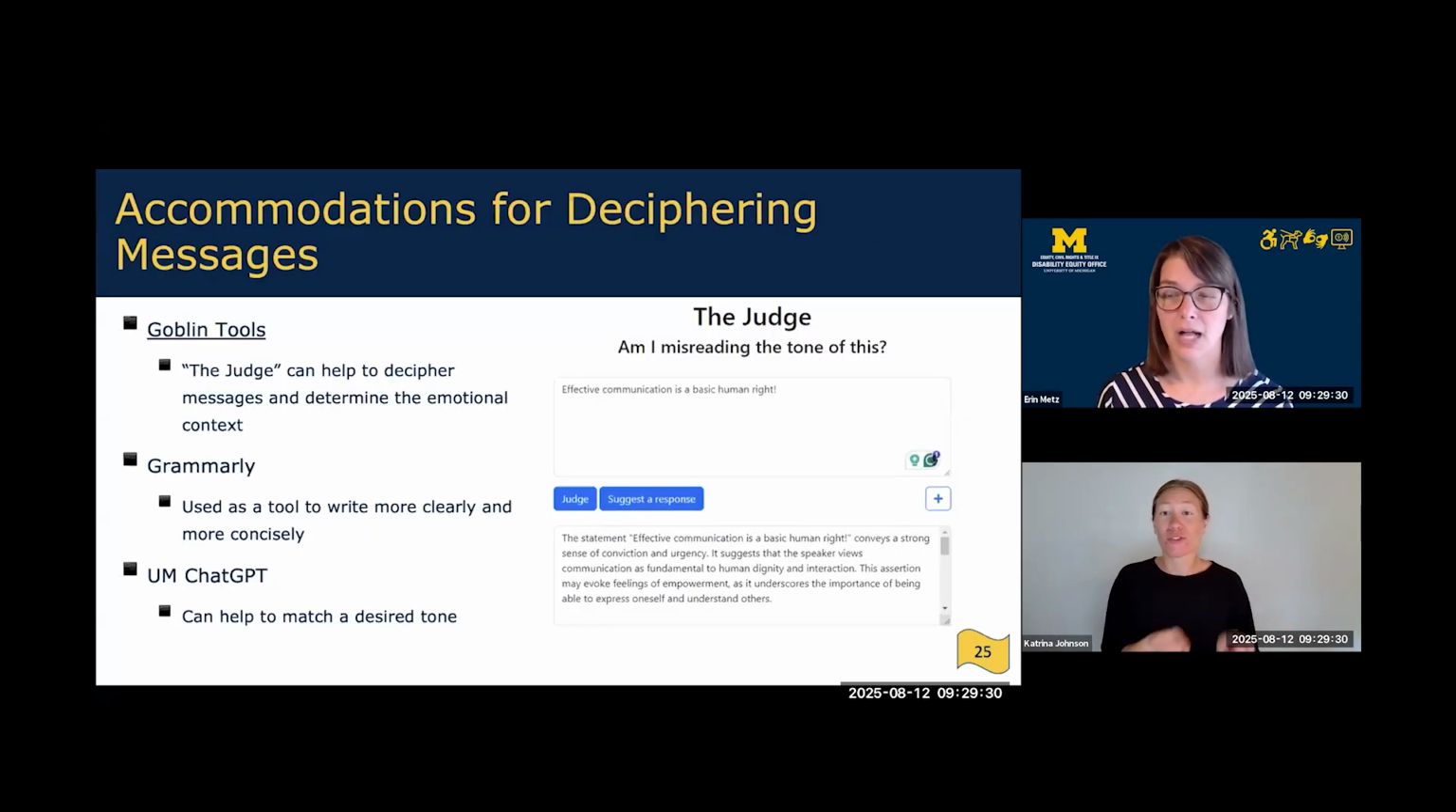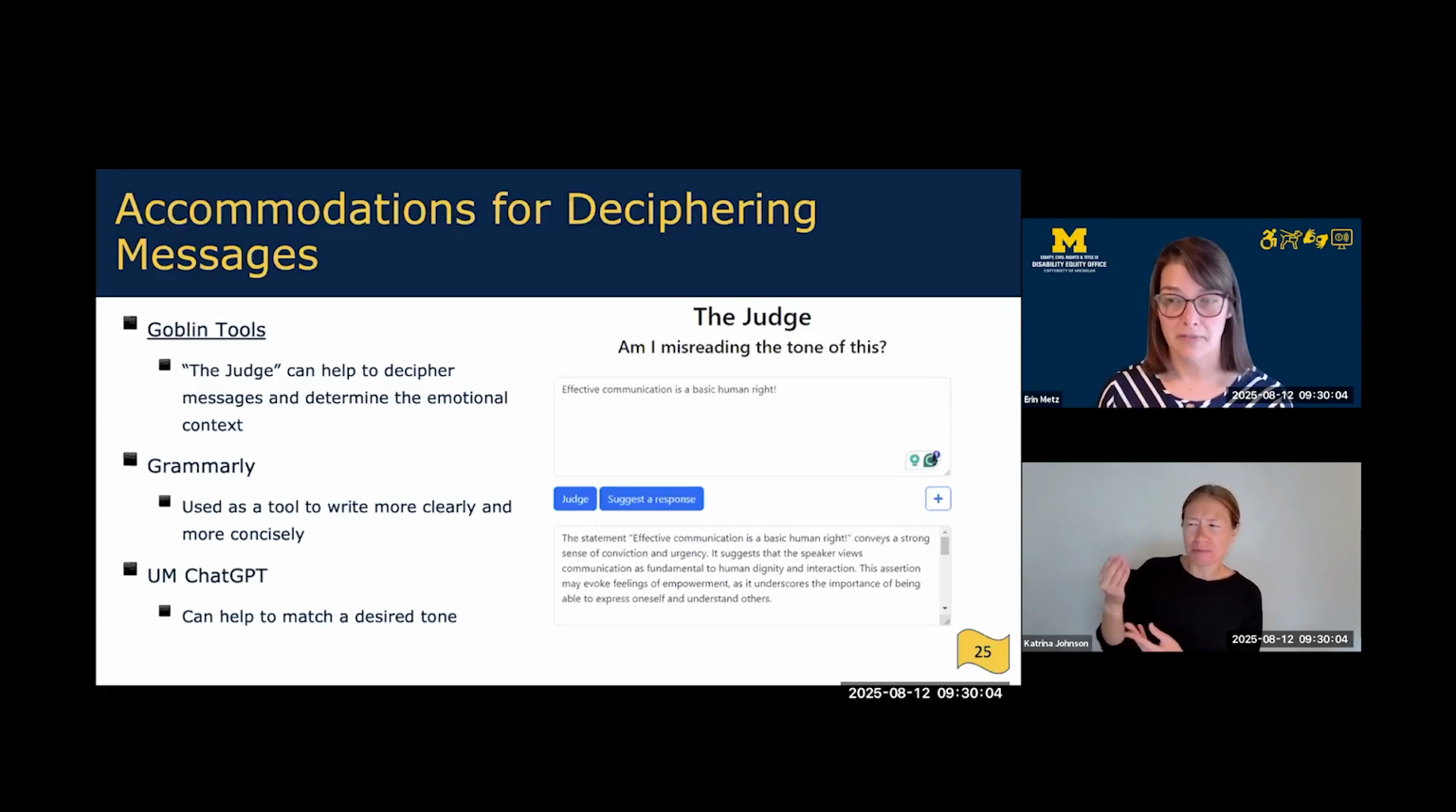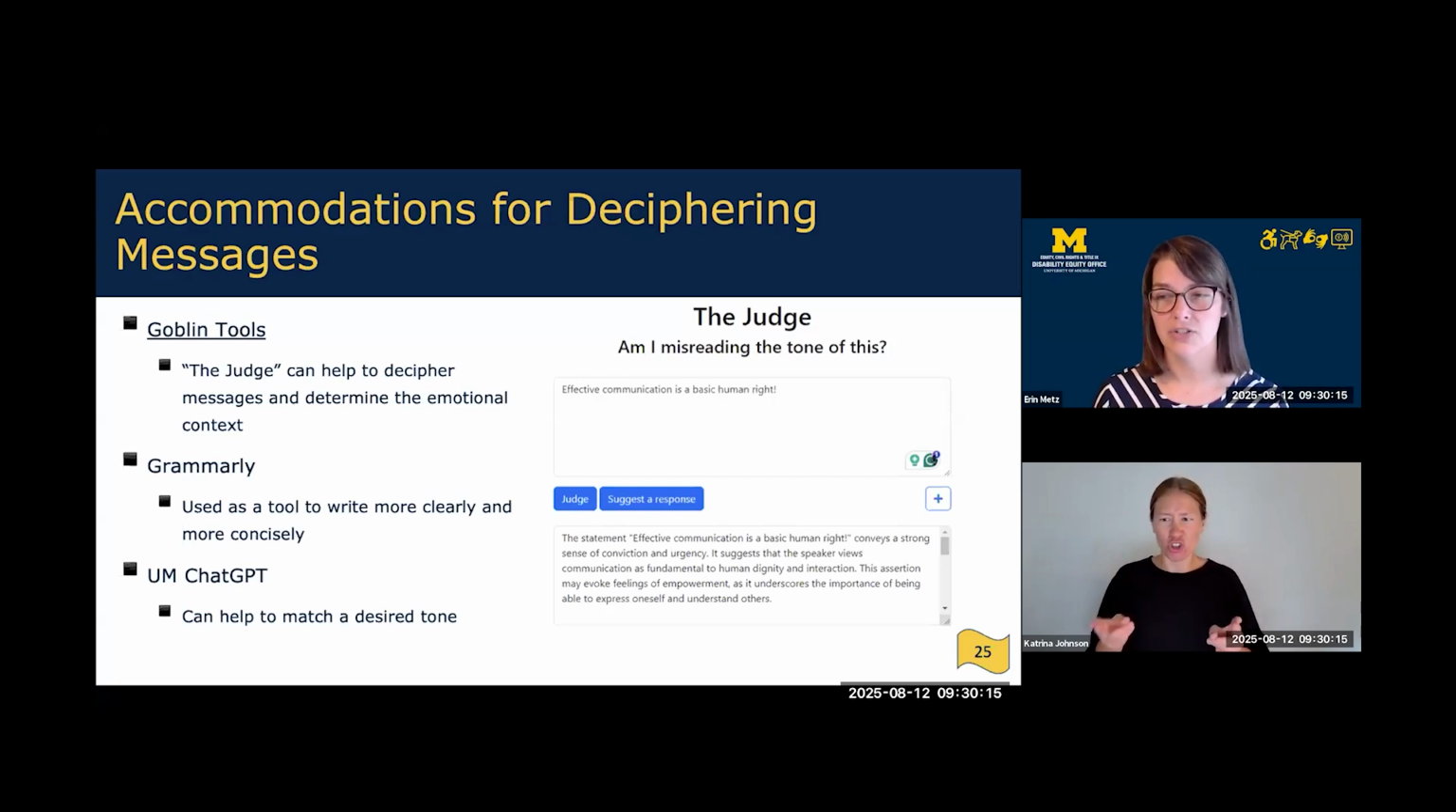There are also accommodations available for helping to decipher messages. Some individuals may have challenges with properly interpreting the meaning behind a communication or appropriately conveying their own message. Goblin Tools has a program called The Judge, which can help you decipher messages and determine the emotional context and tone. In the example here on the screen, I've typed into The Judge, "Effective communication is a basic human right!" I've asked the judge to give me the tone of this statement. The judge tells me the statement, "Effective communication is a basic human right," conveys a strong sense of conviction and urgency. It suggests that the speaker views communication as fundamental to human dignity and interaction. This assertion may evoke feelings of empowerment as it underscores the importance of being able to express oneself and understand others.